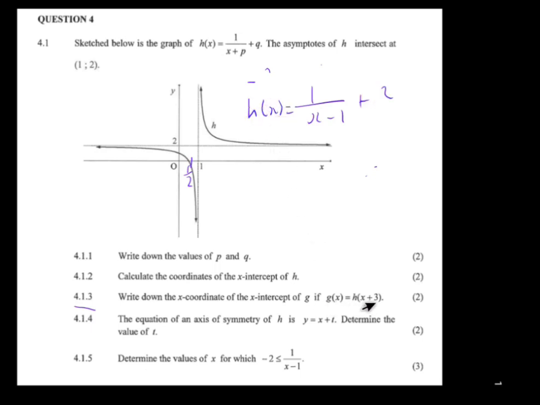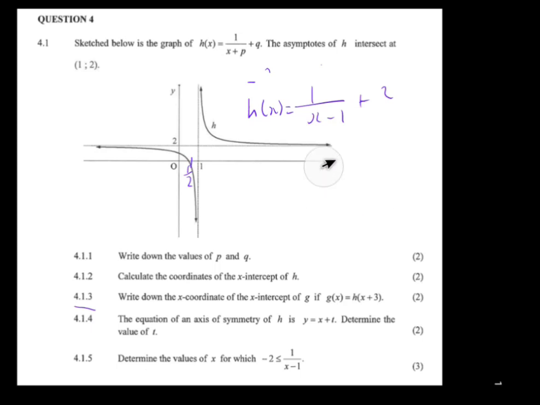So now if we say x plus 3, it just means wherever we see x, we have to replace it with x plus 3. So it's just going to be x plus 3 minus 1. And then it just means it's going to be 1 over x plus 2, plus 2, right? And then we'll literally have to find the x-intercept of this, and you'll get your marks. But honestly, it's a long cut.